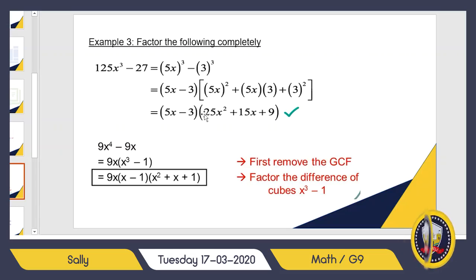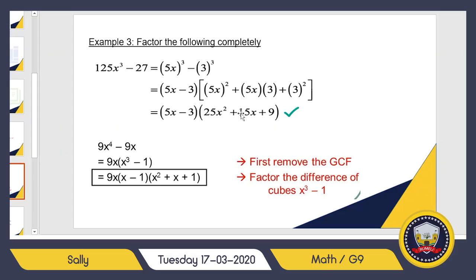The first term in the second bracket is the square of the first term of the first bracket. If I multiply 5 by itself 2 times, it will give me 25. So I will put here 25. If I multiply x by itself 2 times, it will give me x to the power of 2, right? So I will put here x to the power of 2. So the first term, if I square it, will give me 25x to the power of 2.